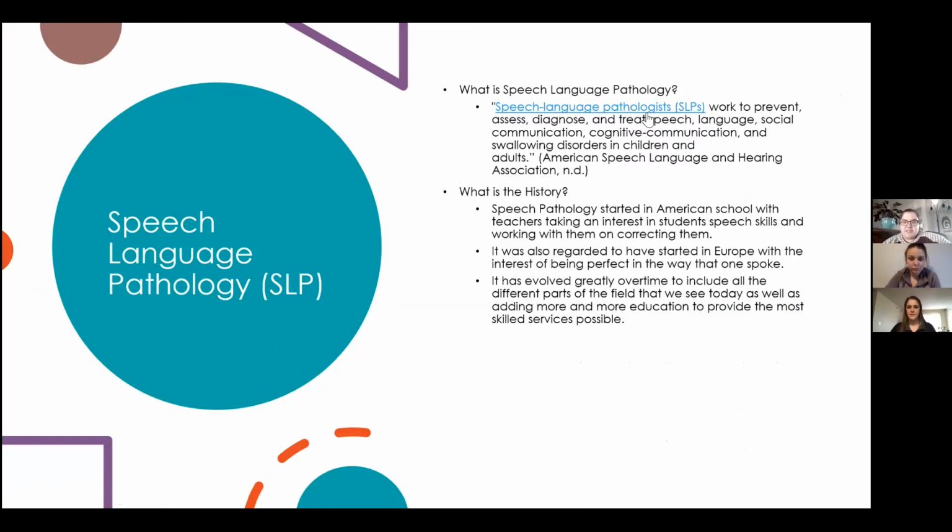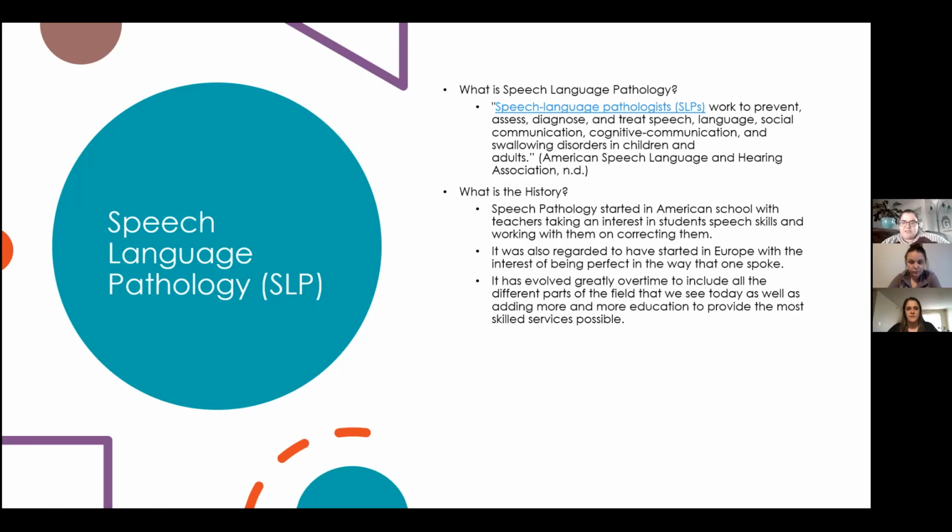Speech-language pathologists work to prevent, assess, diagnose, and treat speech-language, social communication, cognitive communication, and swallowing disorders in children and adults. The history of speech-language pathology is that speech pathology started in American schools with teachers who took a specific interest in speech skills and worked on correcting them.